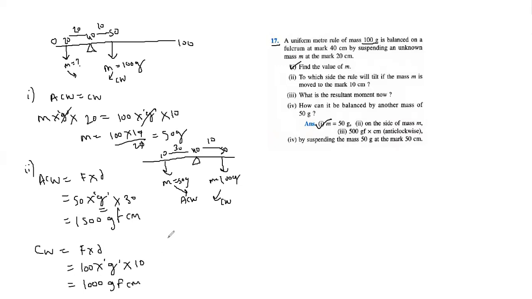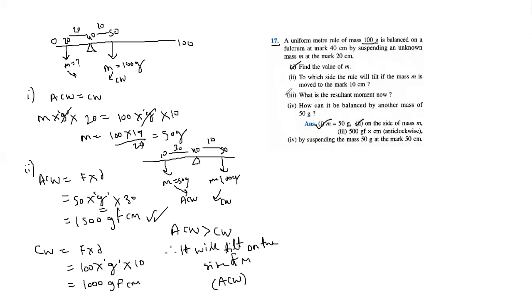So from this, we understand that anti-clockwise moment is greater than clockwise moment. Therefore, where will it move? It will tilt on the side of M because this is greater, right? So it will tilt anti-clockwise, which is what is given on this part also, right?